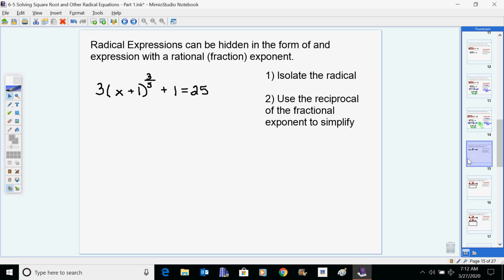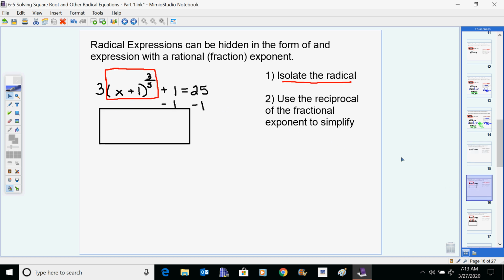Okay. Now this one, radical expressions. Now, a radical expression can be hidden in a fractional exponent. We know that here the 3 represents the power and the 5 represents the index for the root. So what you really want to do is isolate this whole thing that has the exponent of 3/5. This is the thing you want to isolate.